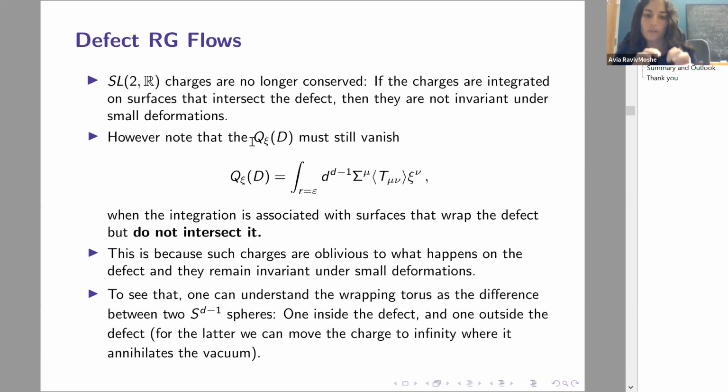The reason is that charges that wrap the defect and do not intersect it don't see what's going on on the line defect, meaning they remain invariant under small deformations. One way to understand that is the following. You can imagine the torus wrapping the defect as the difference between two S^{d-1} spheres, one sitting inside the defect and one sitting outside the defect. For the one sitting inside, there is nothing in there. It gives 0. And for the one sitting outside, you can take it to infinity, where it annihilates the vacuum. So you also get 0. So these charges vanish whenever the surfaces do not intersect the defect.